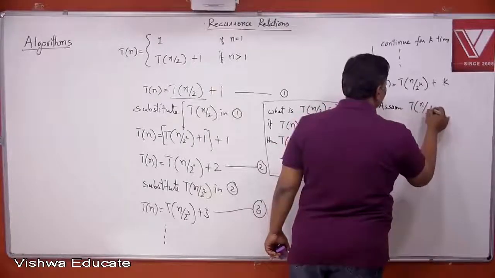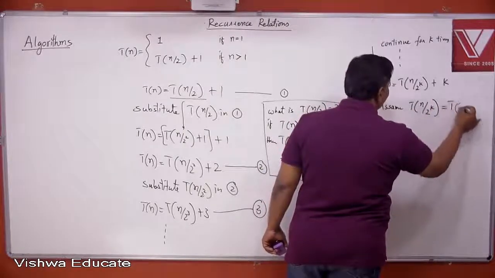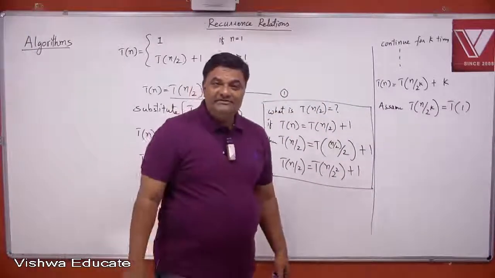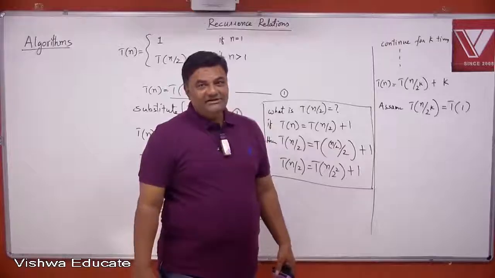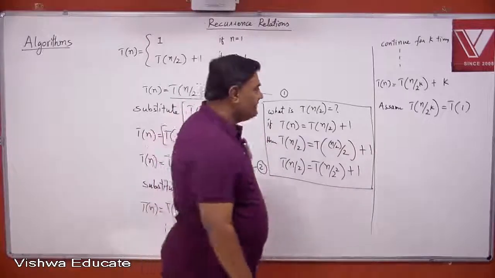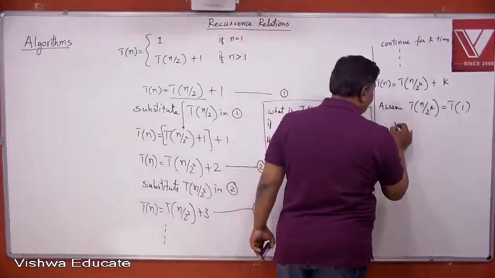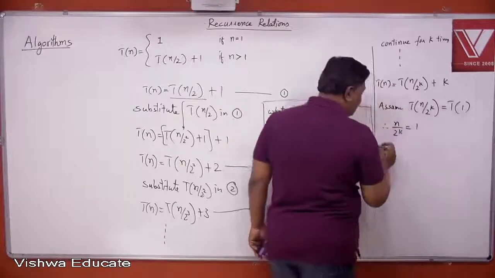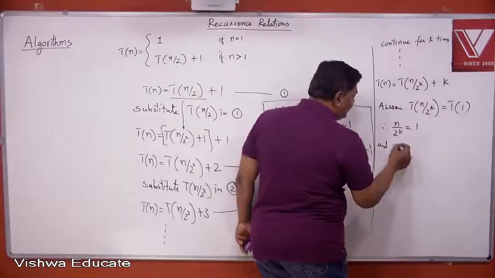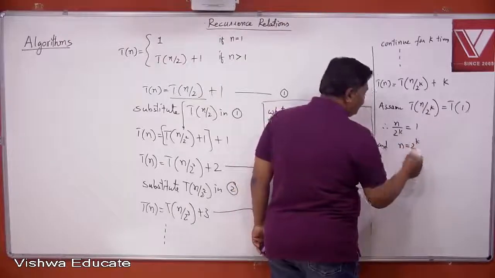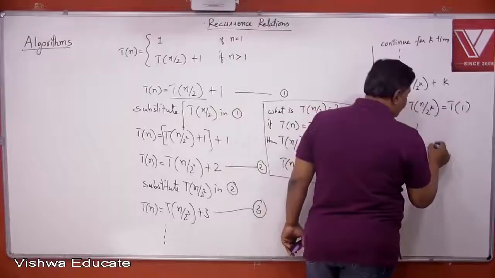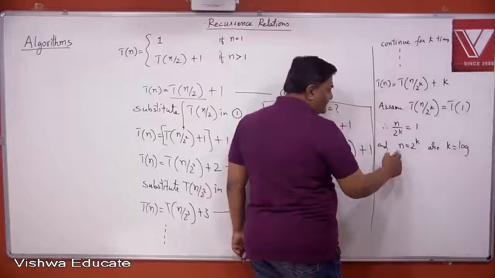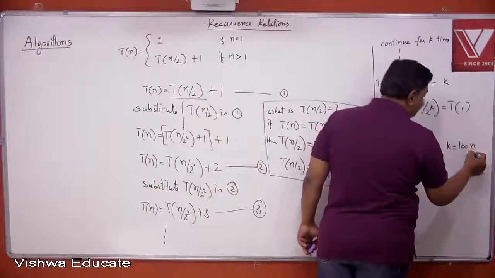Assume n by 2 power k is equal to T1. We have reduced it up to some level so that we think it has become equal to T1. So when it is equal to T1, n by 2 power k is 1, then n is equal to 2 power k. Also, k is equal to log n base 2.